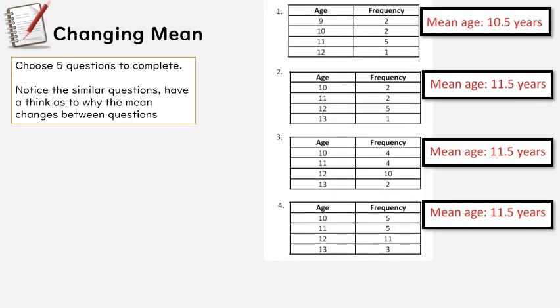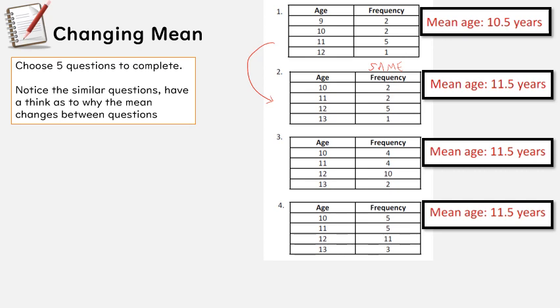So here I've just cut out question 1, 2, 3, 4 and their answers. Let's just have a look at each one. So question 1, we found the mean age was 10.5 years. What changed between here and here? Well, the frequencies stayed the same, 2, 2, 5 and 1. But the age increased by 1 on each of those things.